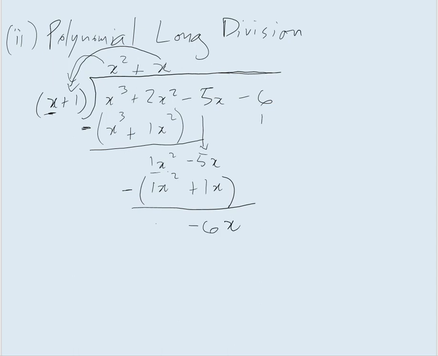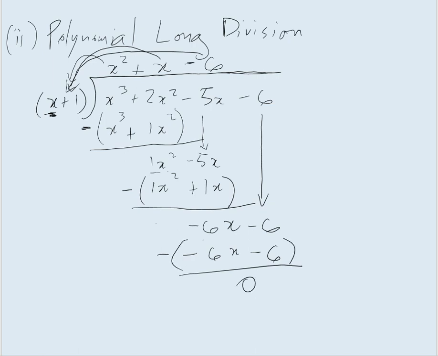And then we bring down our final term over there, so that's minus 6. And then we ask ourselves again, how many times does x go into negative 6x? Well, negative 6 times. Then we take the negative 6 and we multiply it over here. Now we get negative 6x, negative 6. And we must subtract all of this. And this, of course, gives us a full-blown 0. So there's no remainder, and this is our solution here.